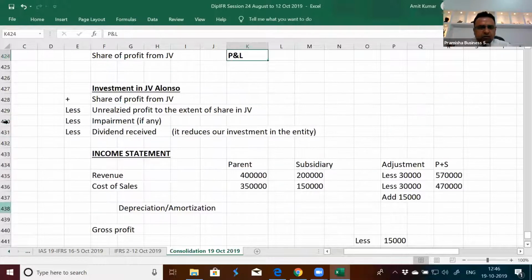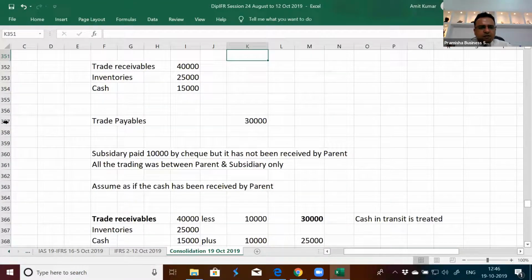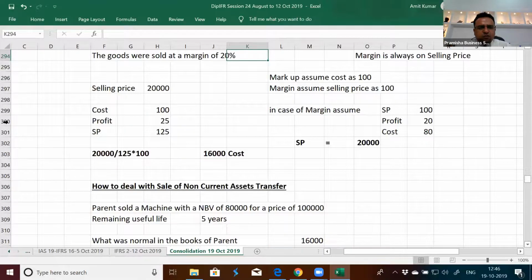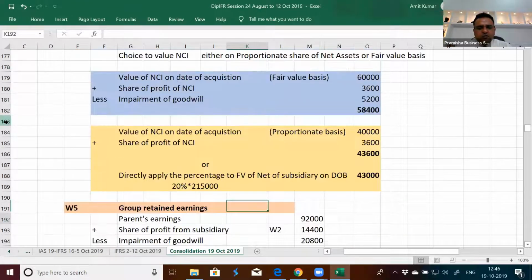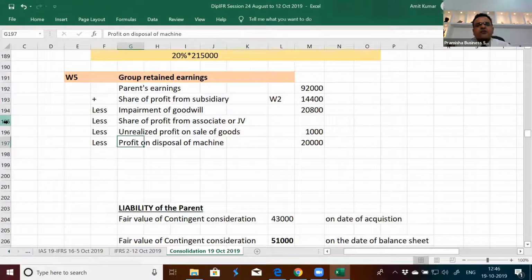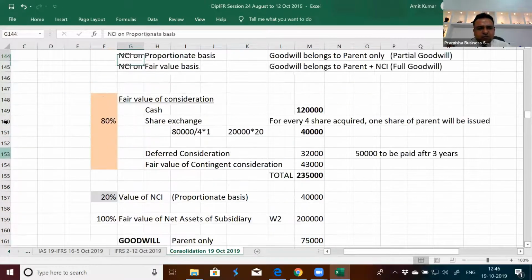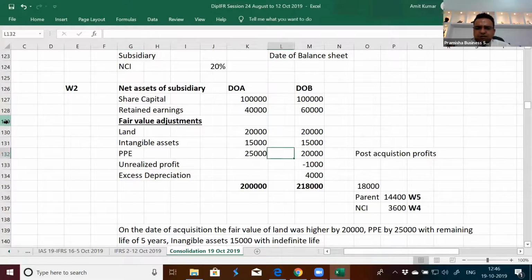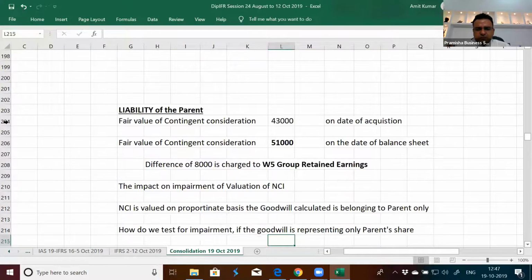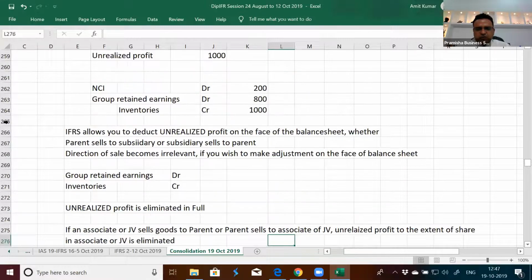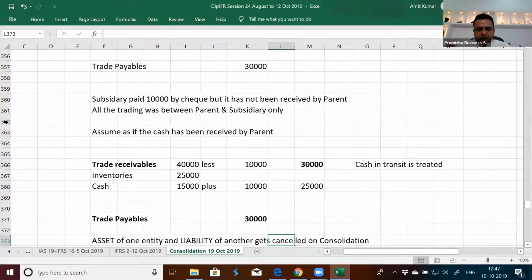So all in all, the transactions which are happening in working note number 2 and 5 as part of income statement will be presented directly in the income statement. Impairment of goodwill, share of profit from associate or JV, unrealized profit on sale of goods, profit on disposal of machine, all will be forming part of the parent's side of income statement. Working note number 2, any transactions happening here, any depreciation charge, any unrealized profit treatment, any excess depreciation treatment, all these are happening in the income statement portion of the subsidiary's side, and together we are able to present consolidated results of income statement.